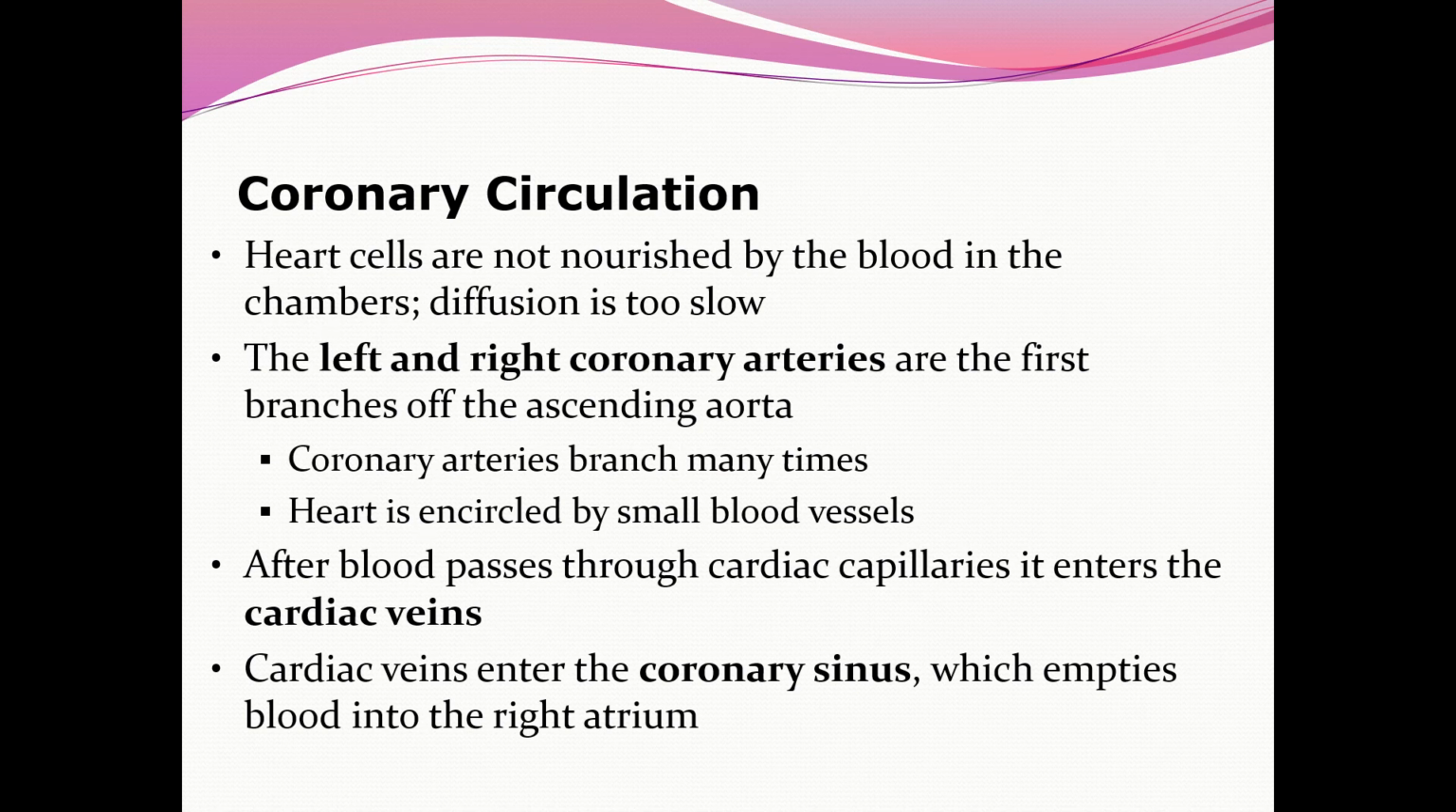The heart cells are not nourished by the blood in the chambers because diffusion is too slow. And so the heart has to have its own coronary circulation. The left and right coronary arteries are the first branches off of the ascending aorta. The coronary arteries will branch many times, and the entire heart is encircled by small blood vessels. After blood passes through the cardiac capillaries, it enters the cardiac veins. Cardiac veins enter the coronary sinus, which empties blood into the right atrium.